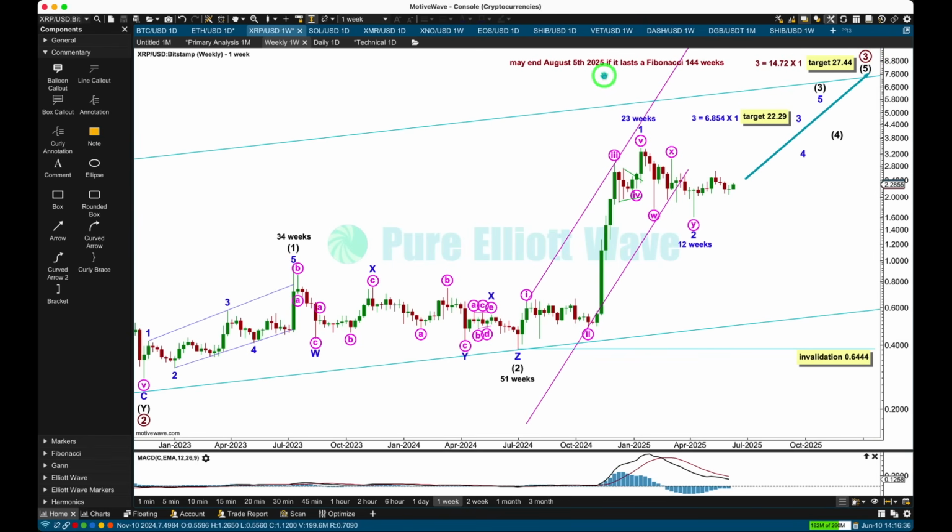I'm considering what if primary 3 ended in August this year, if it lasted a Fibonacci 144 weeks. That would be quite close to September this year, so the estimate on the monthly time frame and this estimate on the weekly time frame are starting to zoom in on a hopefully more accurate date. So give or take 1 or 2, maybe 3 weeks either side. So now instead of a 4-month window, we're going to have a 6-week window around August 5th this year. About that date, we'll be looking to see, could primary 3 be complete?